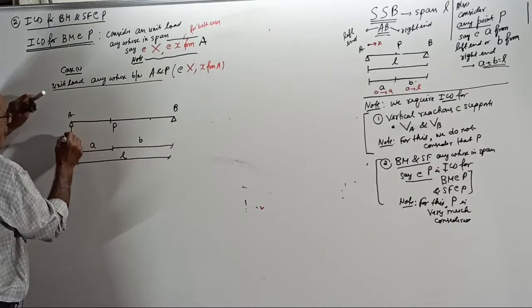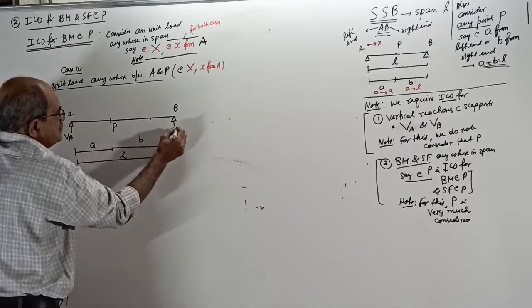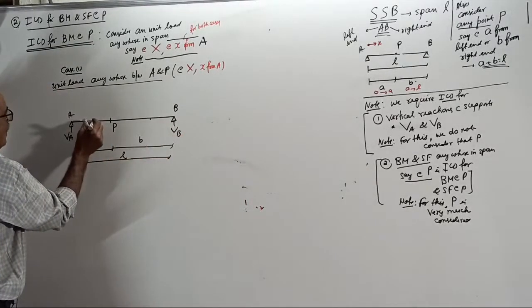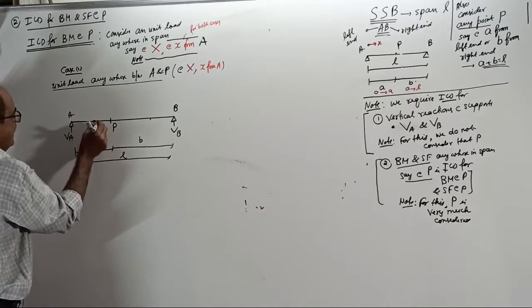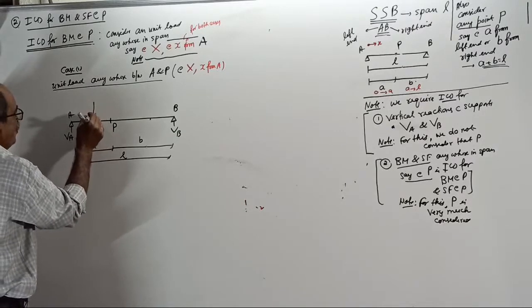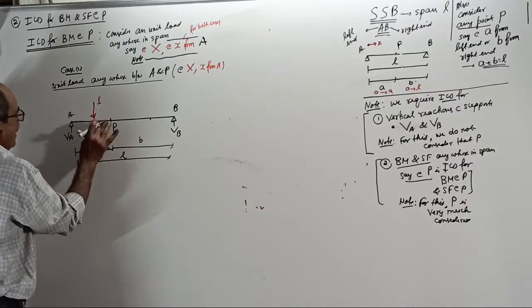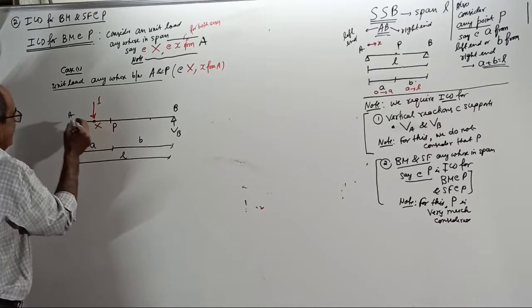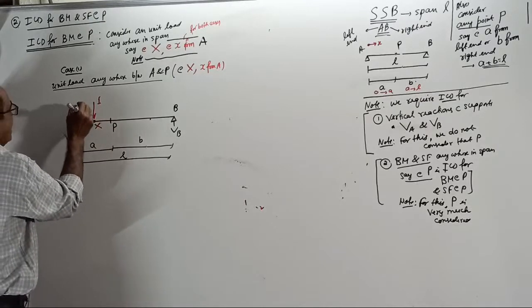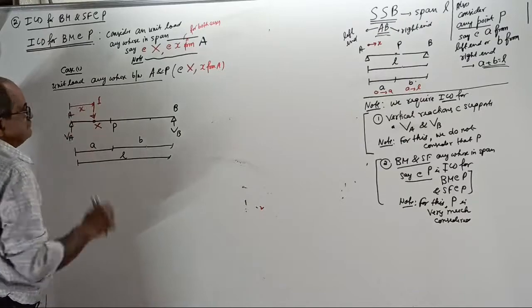This reaction is called VA, this reaction is called VB. Your unit load is somewhere here at a point X. Unit load means one unit load, 1, at a point X. At X from A, I will mark here X from A.